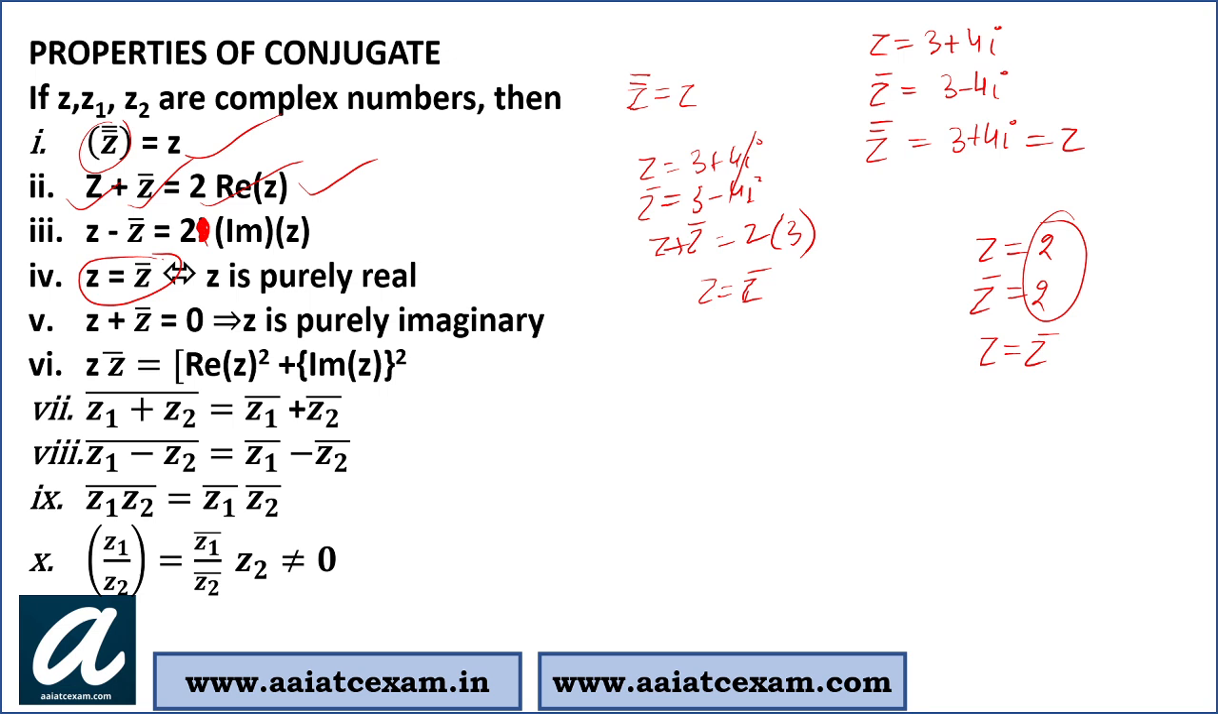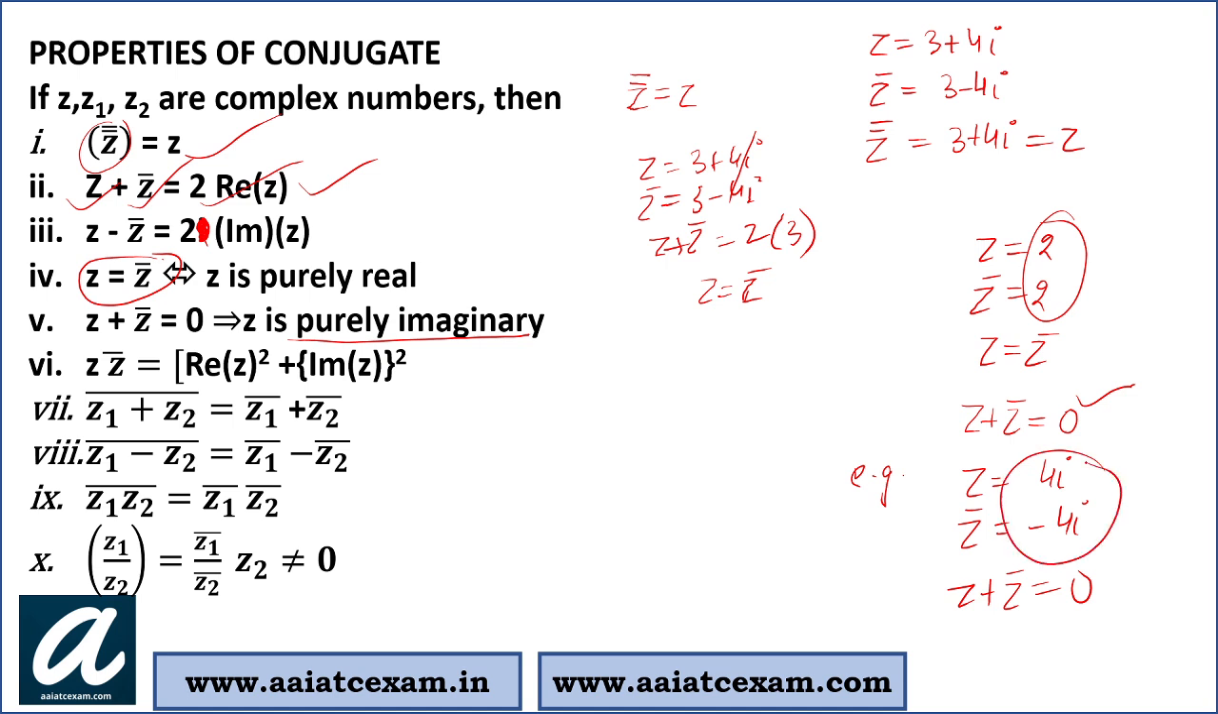Now students, consider there is a number z and you are adding its complex conjugate to this number. If this is equal to 0, then it is clear that it is a purely imaginary quantity. Let me give you an example. If z equals 4 iota, what is z bar? It is minus 4 iota. And if I'm adding these two quantities, it is 0. Z plus z bar equals 0. Why? Because 4 iota was a purely imaginary quantity.